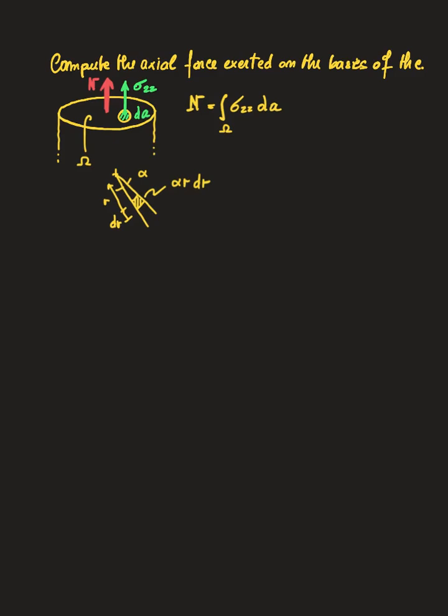However, since in this case this is sigma ZZ, you see it only depends on r, so you can integrate on the angle, and this alpha here becomes 2 pi. In other words, when you do this integral, it becomes 2 pi r times dr. Then we simply have to do this integral from 0 to the external radius a of sigma ZZ r times 2 pi r dr.